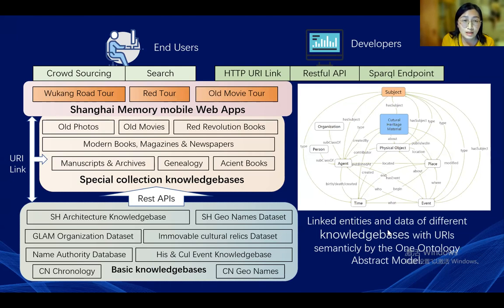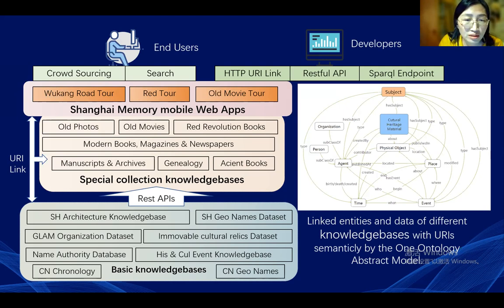landmarks. The basic knowledge bases with entities are the linking hubs for the digital resource objects in the special collections knowledge bases. The digital resource objects with metadata are linked to the entities with HTTP URIs, semantically defined by the one ontology abstract model. And there are RESTful APIs of one knowledge base to provide data service for all the others.